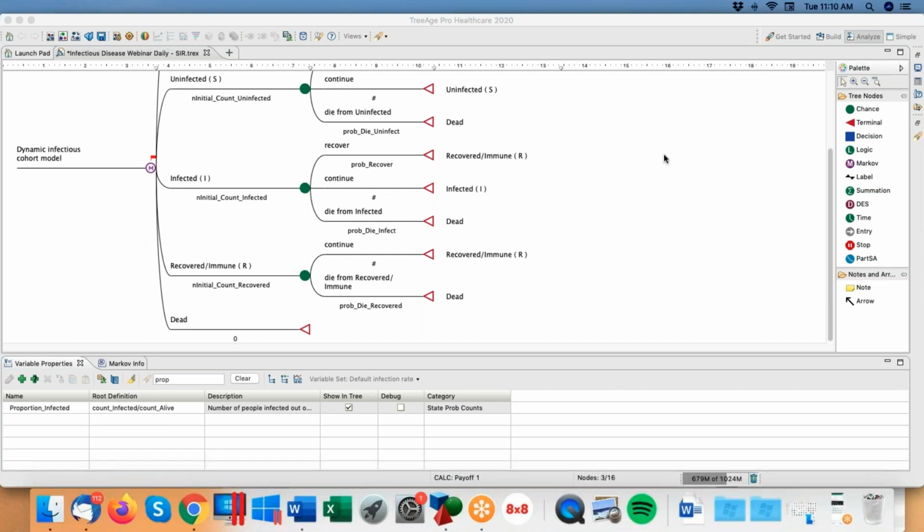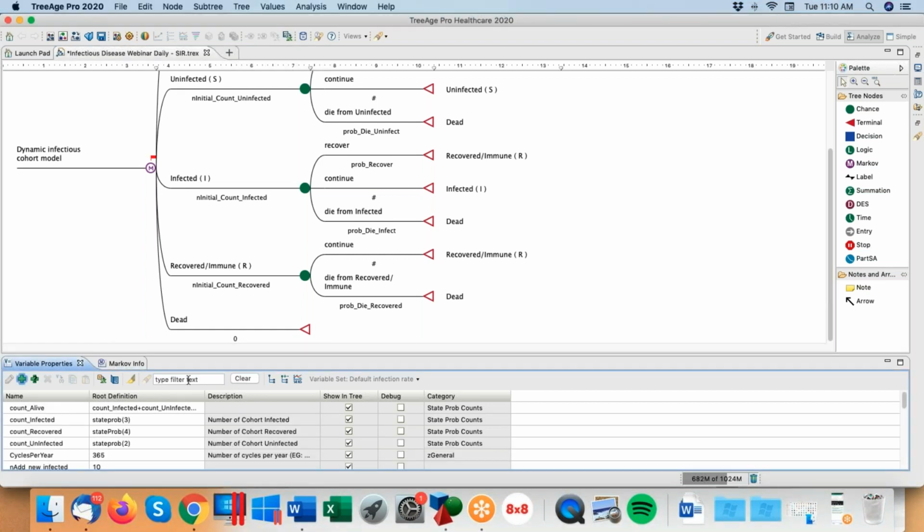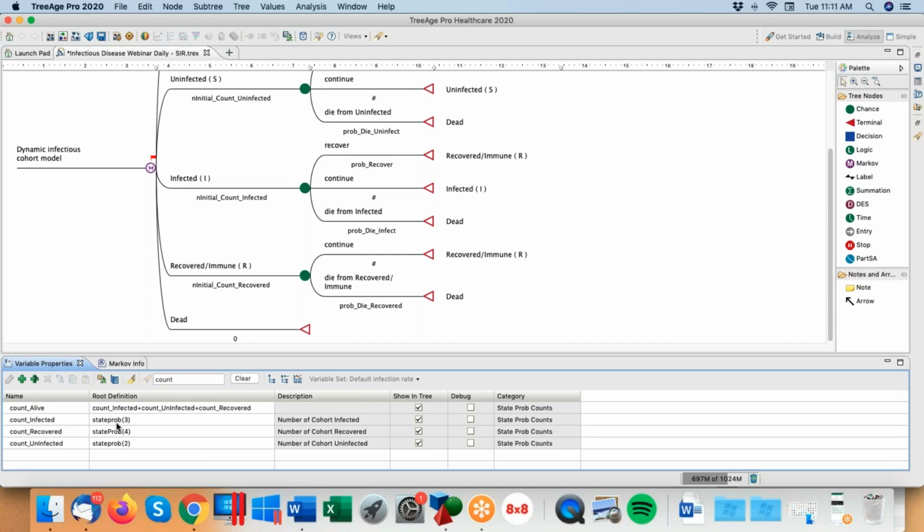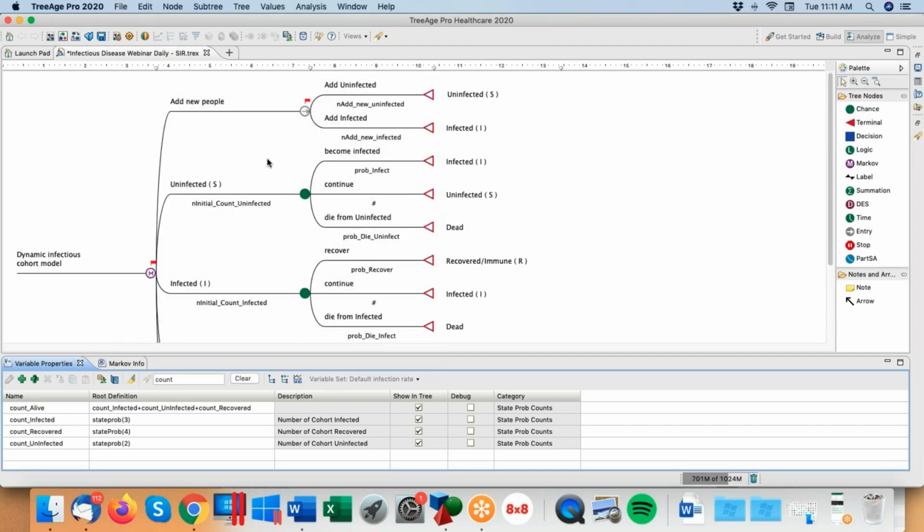Great. So let's look a little deeper at this, because this doesn't really tell you anything. It tells you what we're trying to do, but it doesn't give you the details of how to do it. How do we get the count infected, and how do we get the count alive? So I'm going to clear this filter and do a new filter for the 3 counts. You see they use this state prob function, which is built into the software. State prob 3 gives you the count, or in a typical cohort model, a percentage, but in this case, it'll be a count of people in the 3rd state.